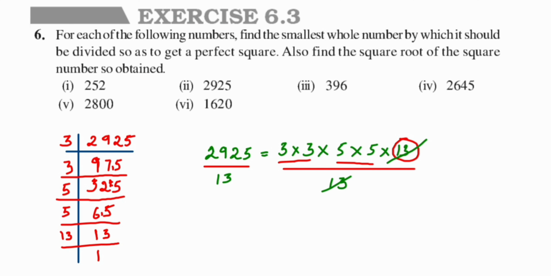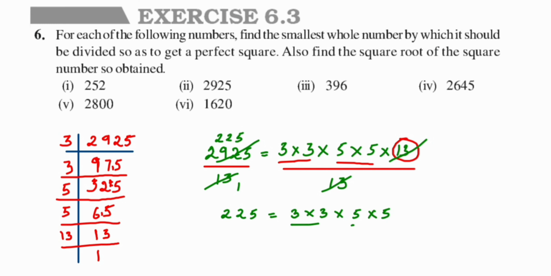On the right hand side, they'll get cancelled. On the left hand side, I have to divide the number by 13. So 13 ones are 13, 13 twos are 26. So I'm going to take 2, 26. 3 is left, so again 2s are 26, again we'll get 65, so 5s are 225. So 225 can be written as 3 into 3 into 5 into 5.